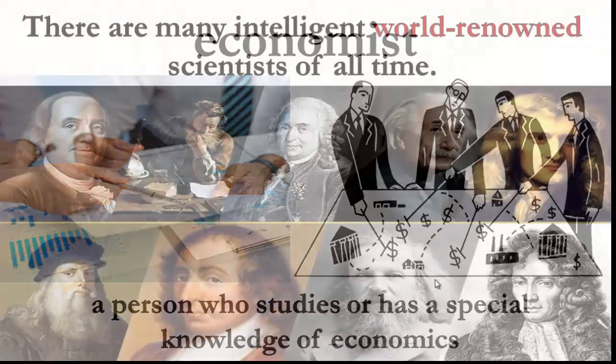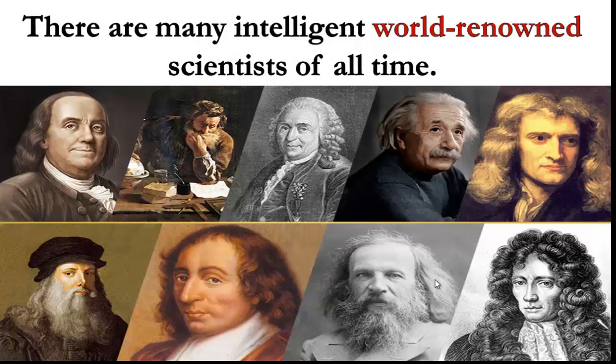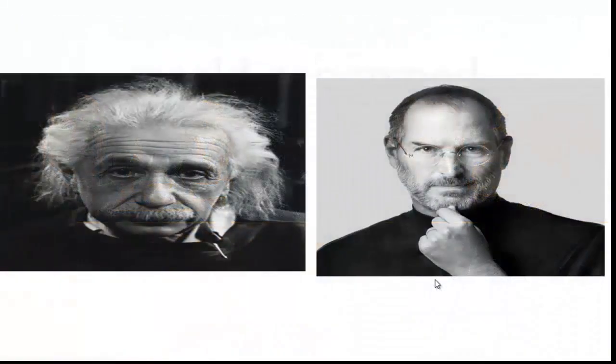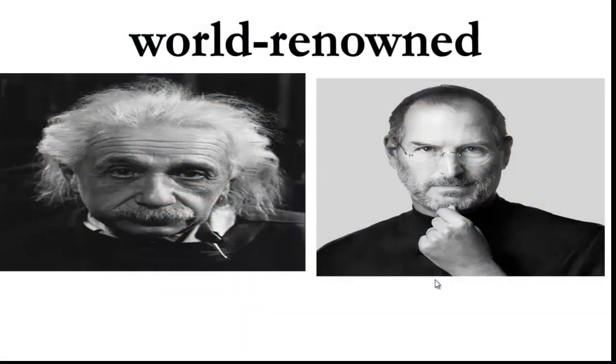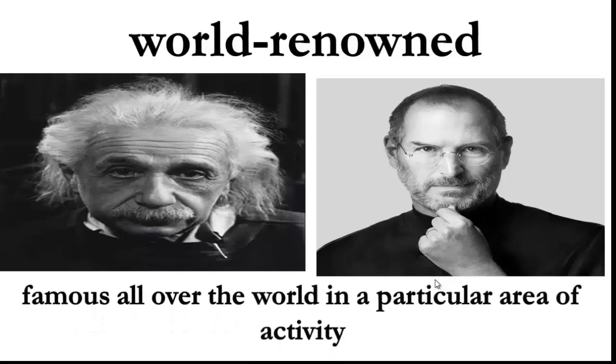Okay, next one. There are many intelligent, world-renowned scientists of all time. So the next vocab word is world-renowned. Repeat after me. World-renowned. So here it means famous all over the world in a particular area of activity.